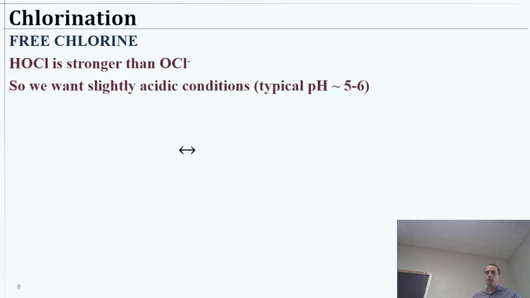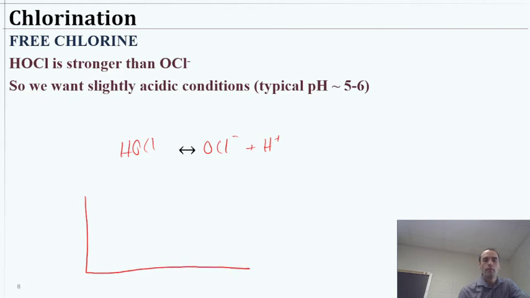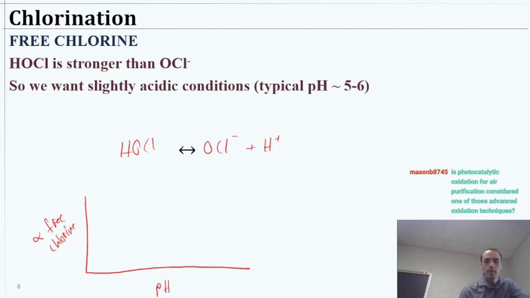Okay, so free chlorine. Talked a little bit about it. As I mentioned, HOCl is stronger than OCl minus. So we typically want to operate our chlorination, when we're using free chlorine, in a slightly acidic environment, because this equilibrium for OCl minus and HOCl is driven left or right based on the amount of hydrogen that's there, right? That's the acidity. So if we had a plot where we have some fraction of free chlorine versus pH on the bottom here, I'm just going to draw this out real quick.